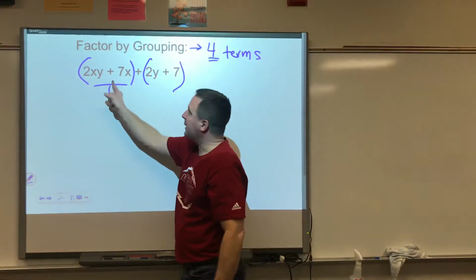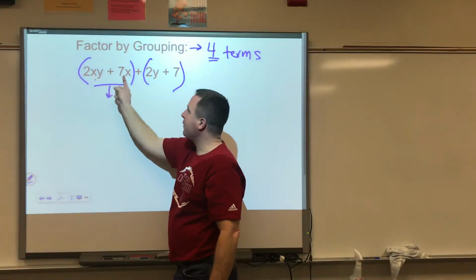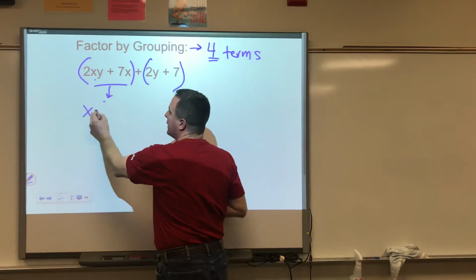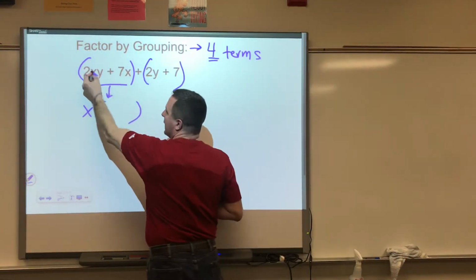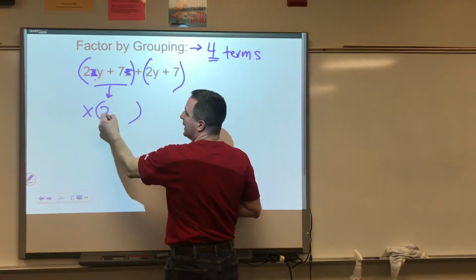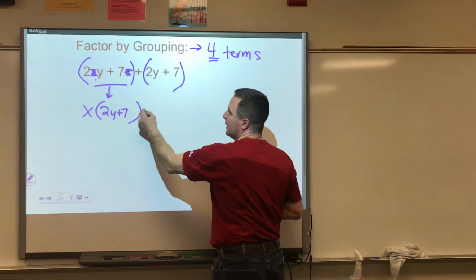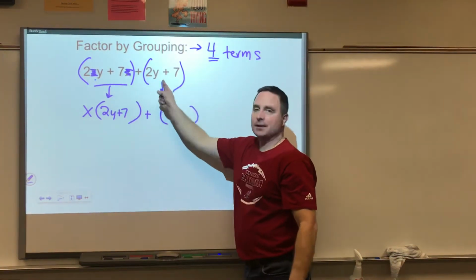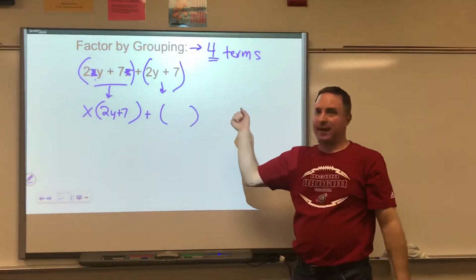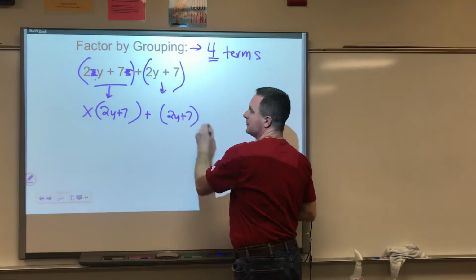If you look carefully here, I don't think the 2 and the 7 have any numbers in common, but each of them has an x. So I'm going to take an x out of that first group. And if I take away my x's, it looks like I have a 2y plus 7 left over. If I look at this one, 2y plus 7, they don't have any greatest common factors. They don't have anything in common. It's just going to stay 2y plus 7.